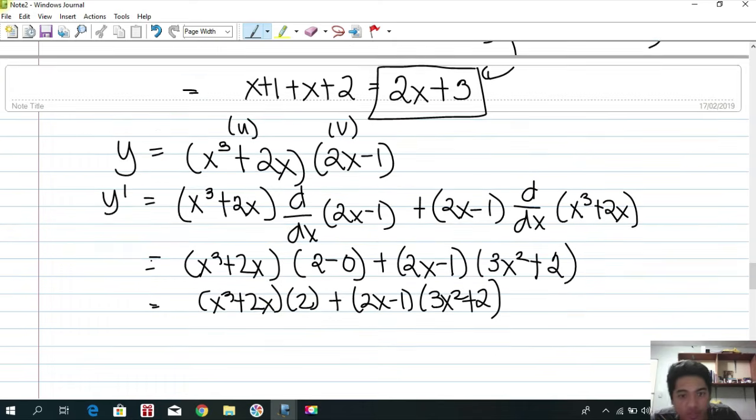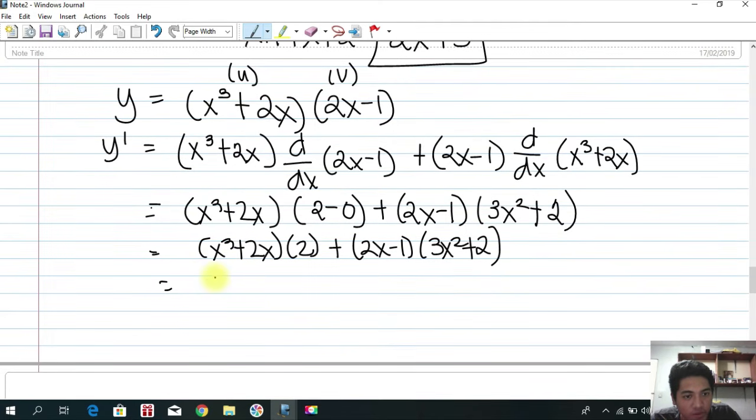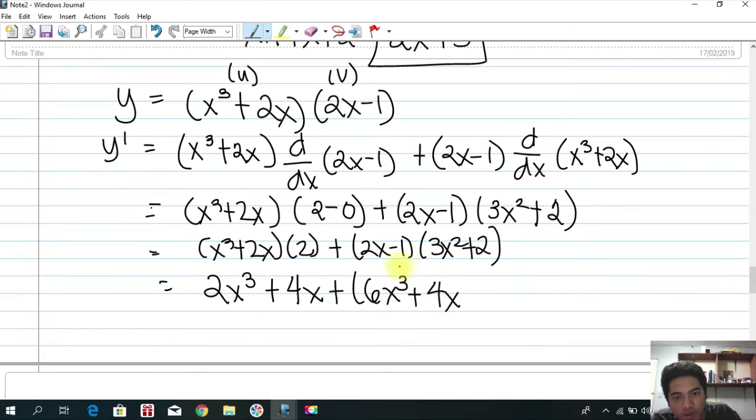So in order for us to find that, we're going to simplify 2x cubed plus 2 times 2x, that is 4x, plus we're going to find the FOIL of this. First, 2x times 3x squared, that is 6x cubed. Outer, 2x times 2, that is equal to 4x. Inner, negative 1 times 3x squared, that is negative 3x squared. Then finally, last term, negative 1 times 2, that is equivalent to minus 2.